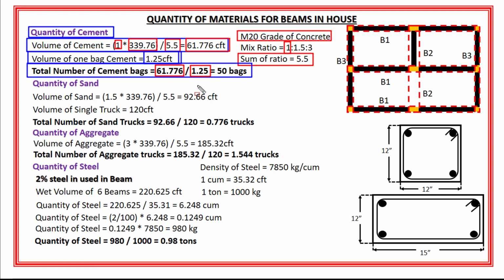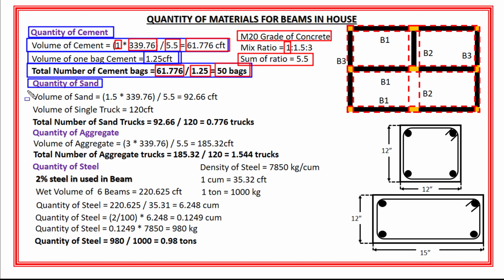And the total number of cement bags will become 50 cement bags. Okay? So now I can say that in the construction of these 6 beams, 50 cement bags will be used, right? Next is the quantity of sand.